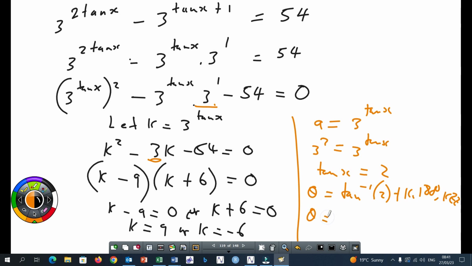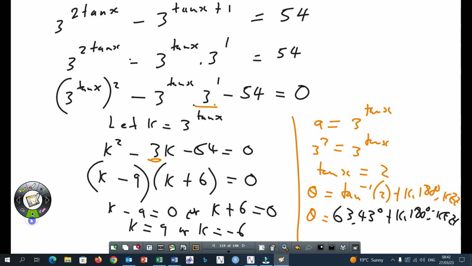Then you get what? What is shift tan of 2? 63.4 degrees. So theta equals 63.4 degrees plus k times 180, where k is an integer. And then you are done. Then we do the second value for k. This is the general solution.